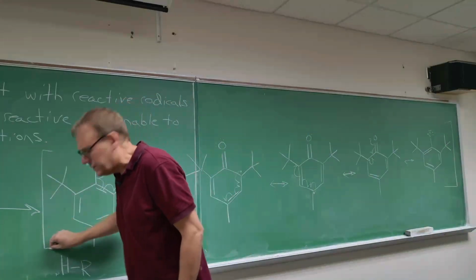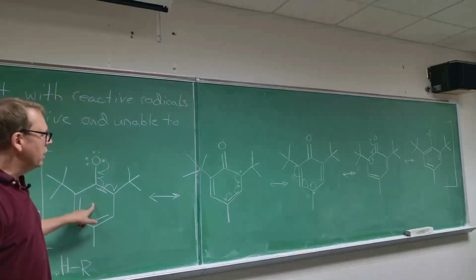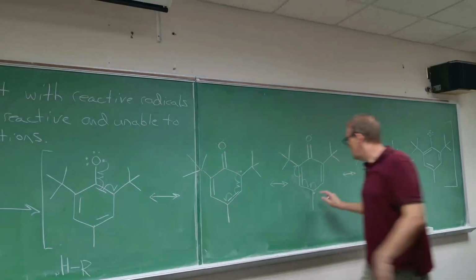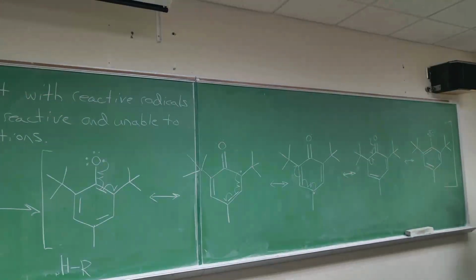What do we got here? Let's count them up. We got 1, 2, 3, 4, 5 resonance structures, all contributing to making this radical more stable. So that's why this is such a stable radical, because it has all these resonance structures and it's not very reactive as a result.